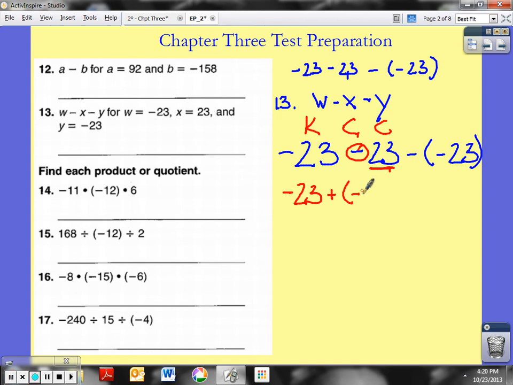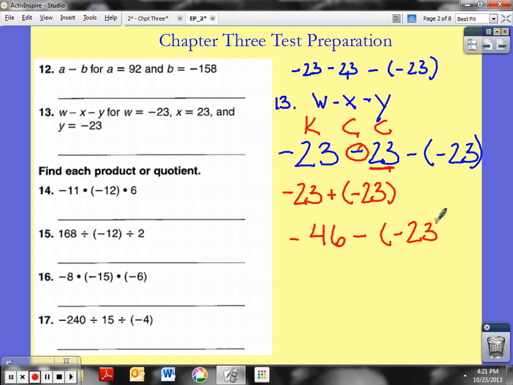So this makes it a little nicer for me because I have negative 23 plus negative 23. Well, negative plus a negative, signs are the same, so let's just get the sum. 23 plus 23 gives me 46. So I have negative 46. Now I have that minus negative 23.